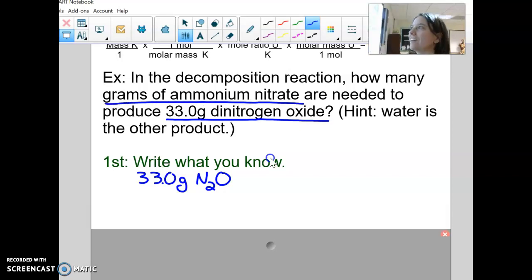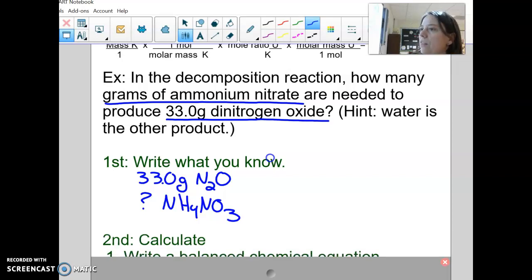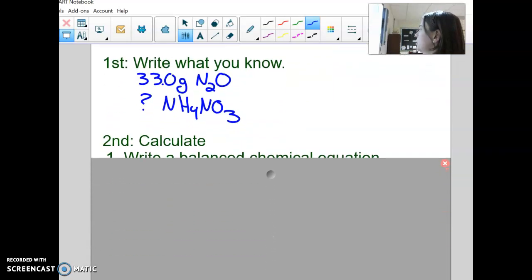We're practicing our formulas. So we're looking for grams of ammonium nitrate. Well, that's NH4 nitrate, that's going to be NO3. Ammonium is +1, nitrate is -1. So they are a 1-to-1 ratio. Then we're going to have to figure out our balanced chemical equation.